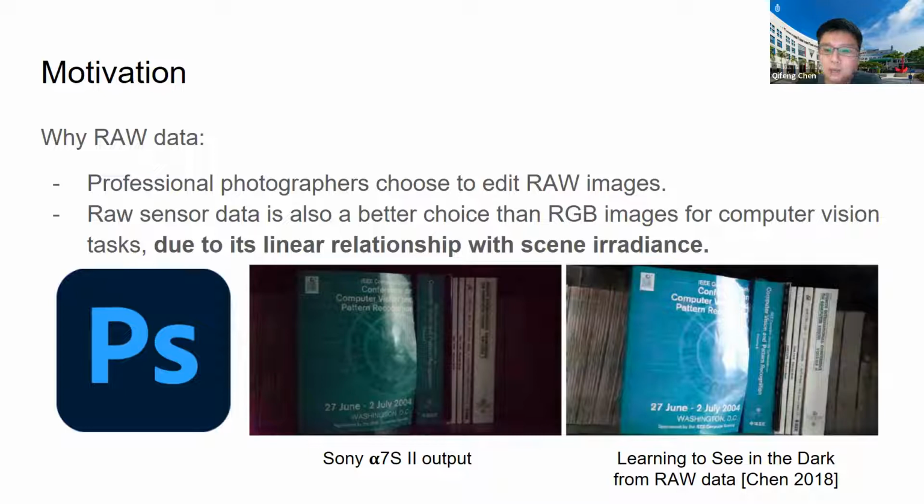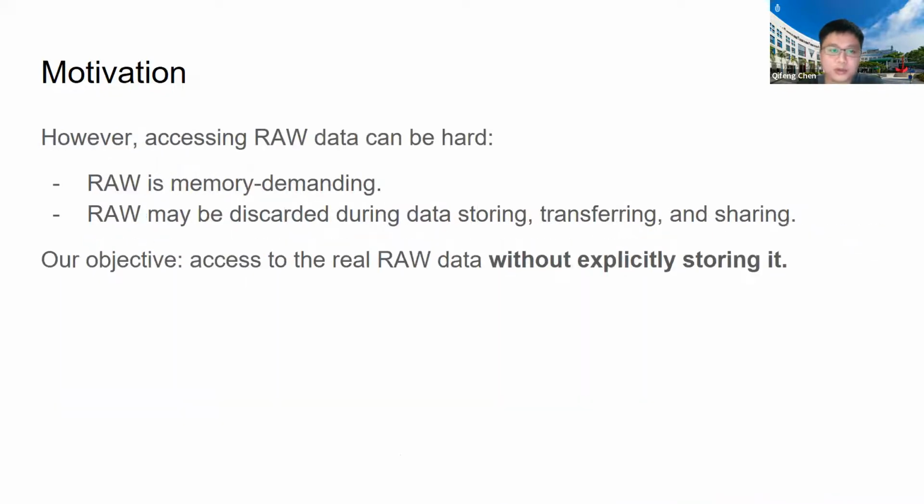And in one of my works, Learning to See in the Dark, we saw that using deep learning plus the raw data, we can reconstruct high quality images in an extremely dark environment where the illuminance is less than 1 lux. So the raw data is very useful, but unfortunately, usually the raw data is very large.